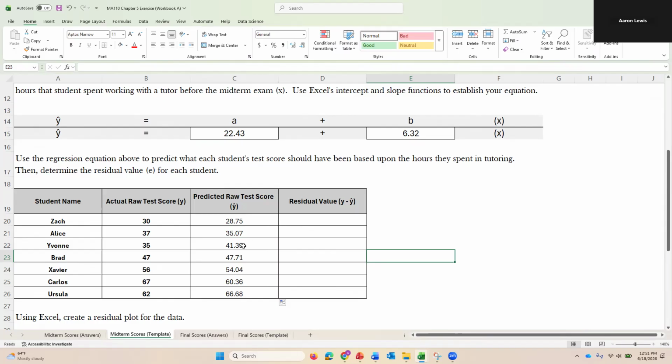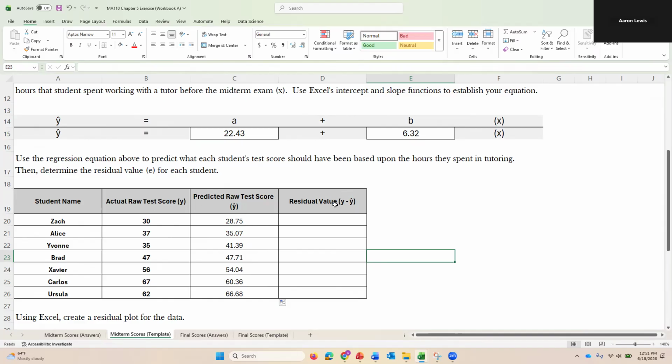So none of our predictions are exactly on the number, but they're all pretty close. A few of them, one student in particular I can see right here, Yvonne, outperformed expectations on the test, while Carlos, of all the students, substantially underperformed his expectations based on how much time he went to a tutor. And that difference between what our formula would have predicted and what they actually got is the residual.